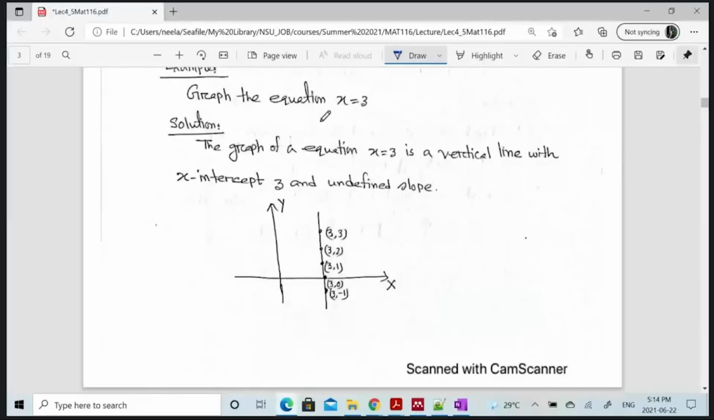So that's it. Then if I ask you to draw the graph of x equal to 3, you know the equation, the line is going to be vertical line. So all the x values are going to be 3, and the y value you can just choose randomly, 1, 2, 3, whatever it is, just a random point. So that's it.